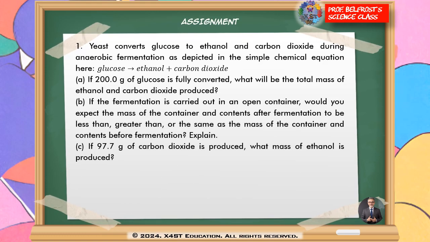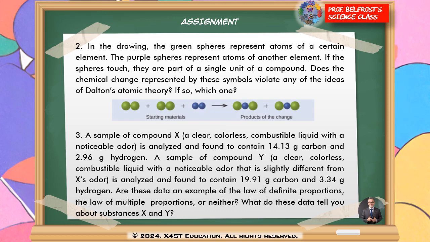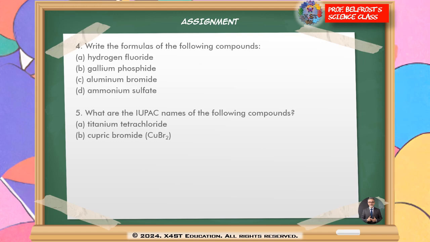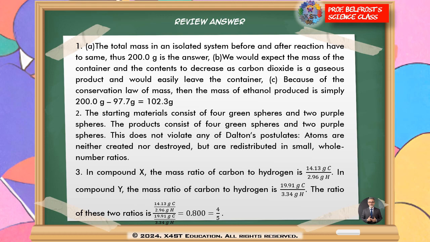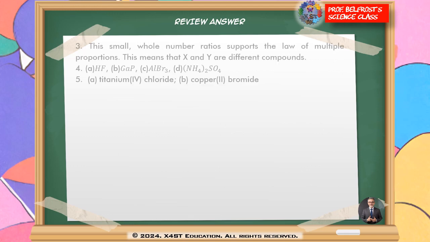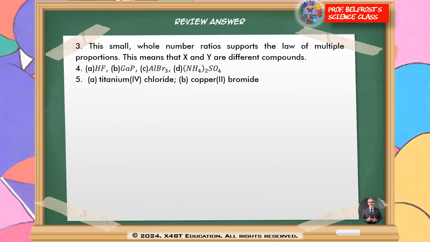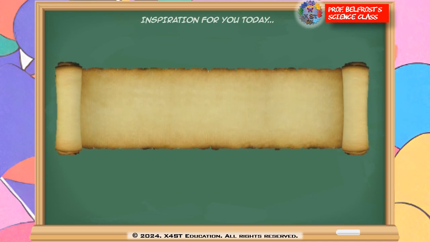So here's the assignment for you, the review assignment. Number 1, please take a screenshot. Number 2, please take a screenshot. Number 3, please take a screenshot. Number 4, number 5. Great. After you do it by yourself, then choose the review answer for you. Okay, good. So that is the lesson for today.